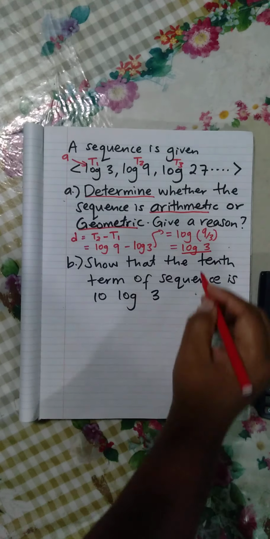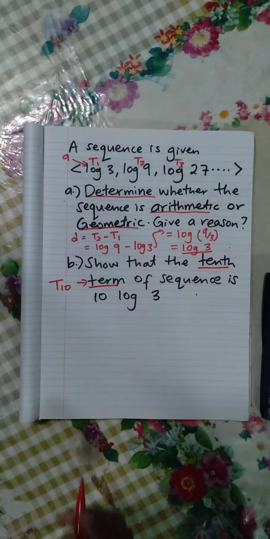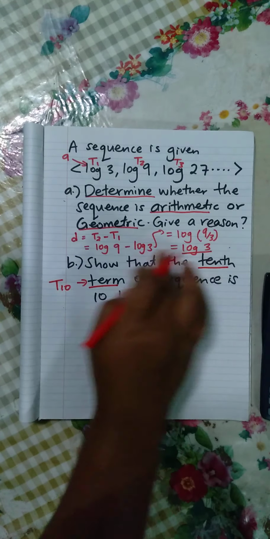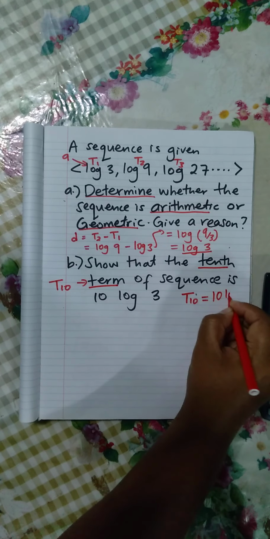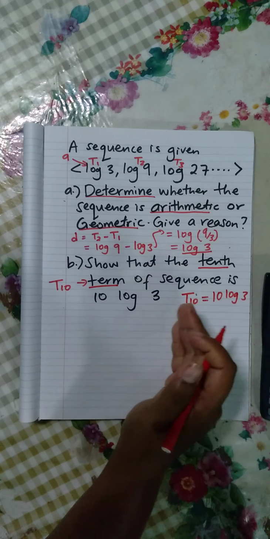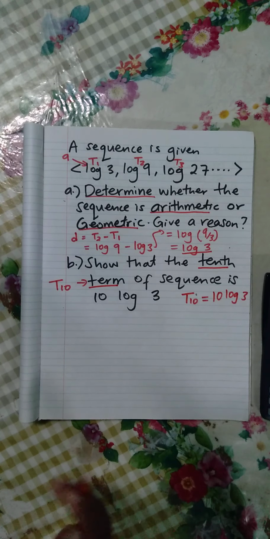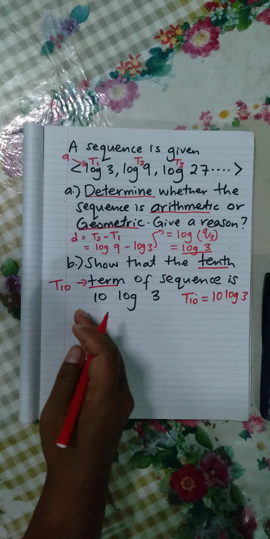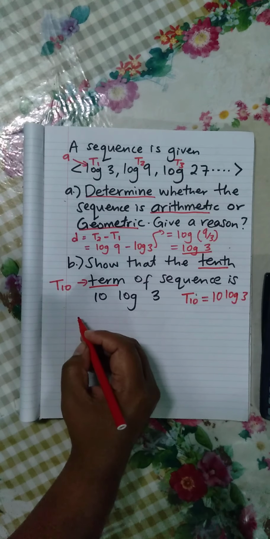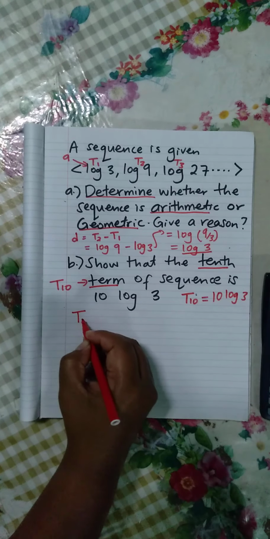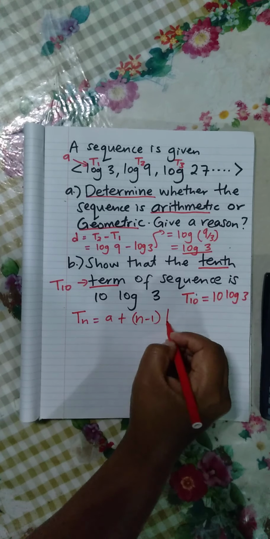10th term. Okay, so what is the meaning of 10th term? 10th term simply means our T10. From part B, we can see that T10 is equal to 10 log 3, but we have to prove this. We have to prove that T10 is equal to 10 log 3. So we will use the nth term formula for an arithmetic sequence. What is the nth term formula? The nth term formula is Tn equals a plus (n minus 1) d.